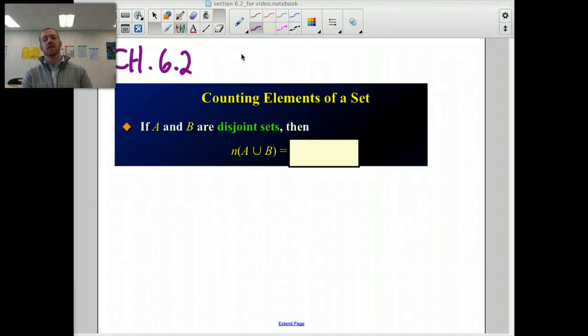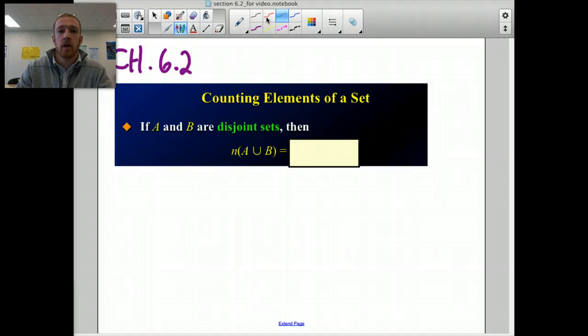Alright, so here's section 6.2. We're not just identifying what's in what set, but now we're actually counting the numbers of things in a given set. This is all to build up so that we can do probability, where we compare the number of desired out of the number of total things that we have.